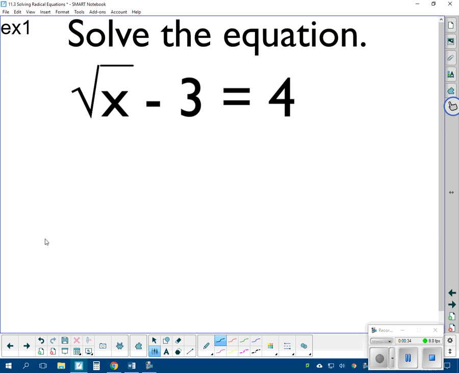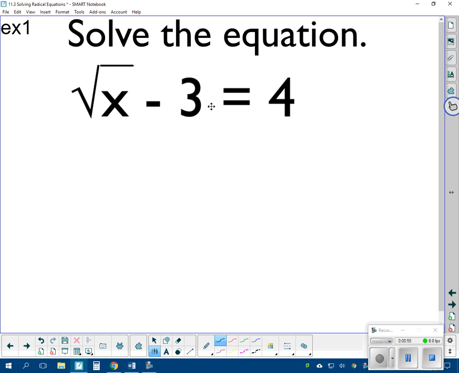Example number 1. On your packet, I believe I did not write any of your examples. Please make sure you are beginning by writing the problem down. Then you're taking good, nice, neat notes. Writing everything down, not just what I write, but sometimes if I say something, you're like, oh, that's important. Please write that down.